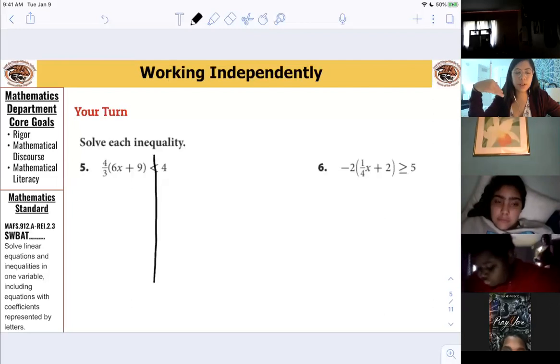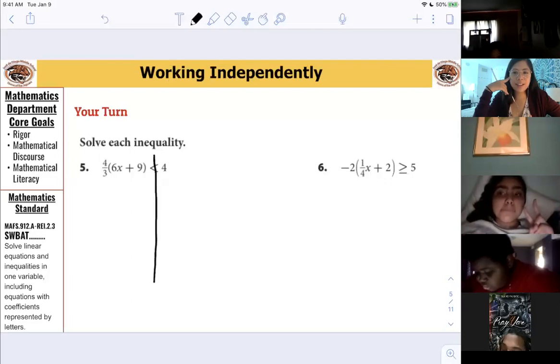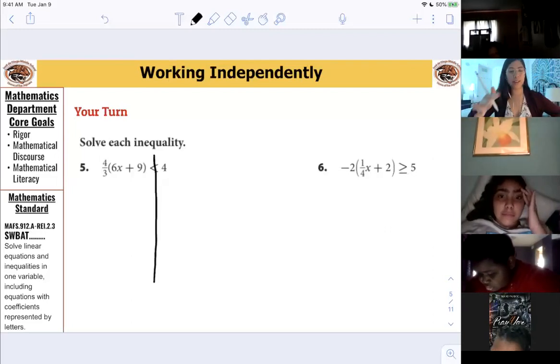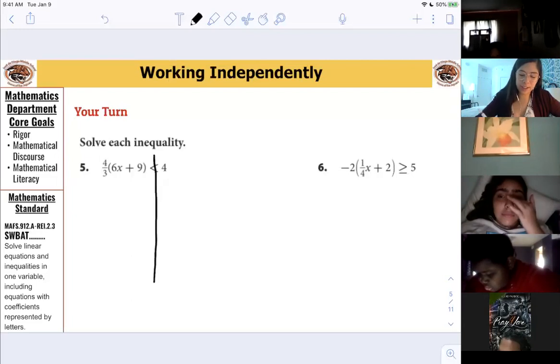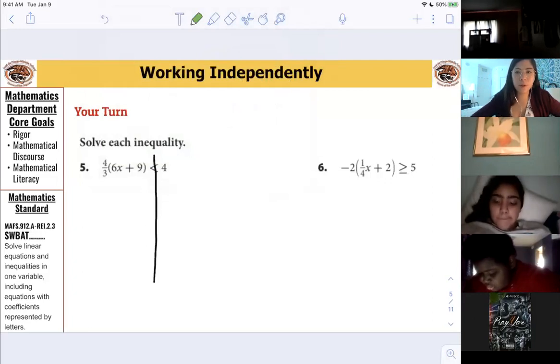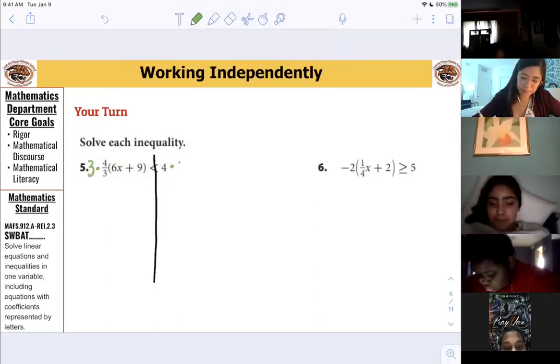Which one of those two things should I take care of first? The fractions or the parentheses? I got one vote for parentheses, a couple of votes for fractions. We could go either way, but fractions are winning right now. If you prefer parentheses, go for it and see if you get the same answer as me. If you prefer fractions, that's what I'm going to do on my side. So if I want to get rid of this fraction, 4 over 3, what do I do to both sides? Multiply by 3. Good, multiply by 3 on both sides.